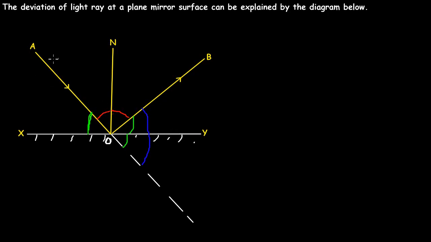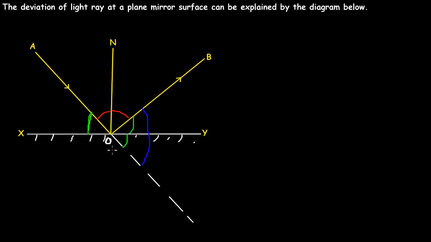Now, usually when the ray AO is incident on the plane mirror, if it's not reflected, it would have gone through the path of these dashed lines, the one in white color. But due to reflection, it instead changes its direction and moves this way. And that's why you are able to observe the image.